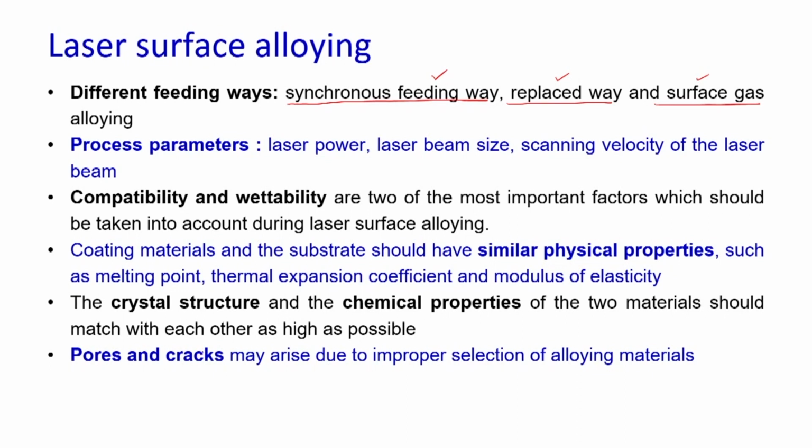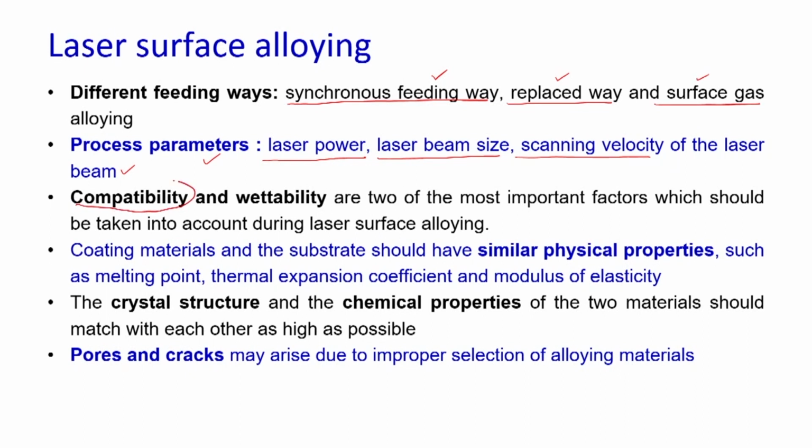Before that, let us see what the various process parameters are which affect the performance of LSA, and these are the regular parameters such as laser power, laser beam size, and scanning velocity of the laser beam. We have already seen the meaning of all these parameters in our previous classes, and we will also be looking at some of the experimental results in the next few slides.